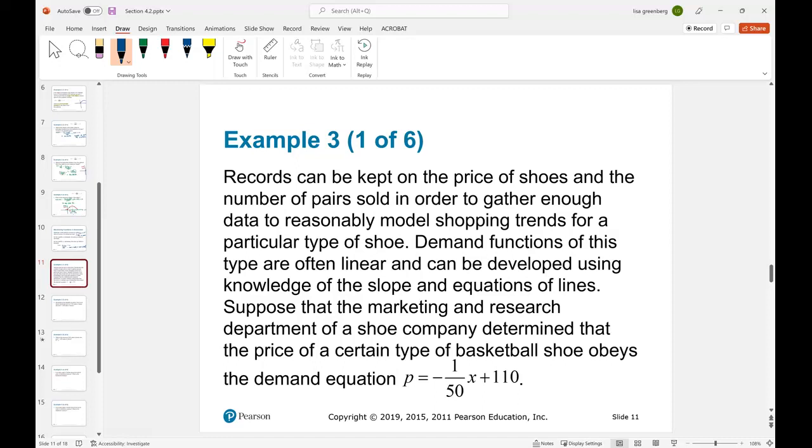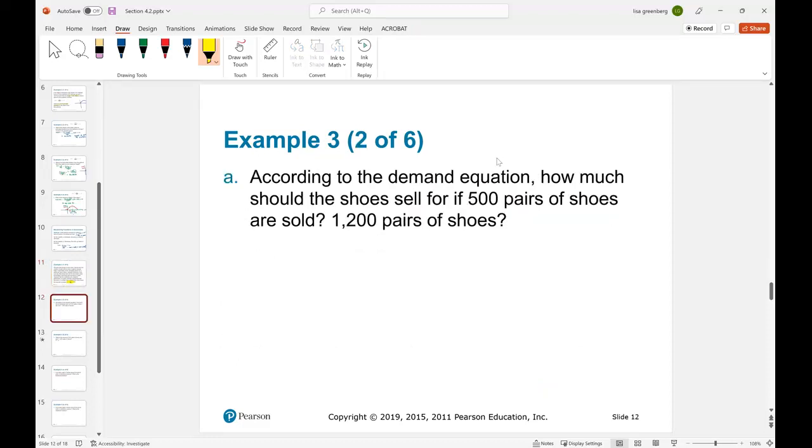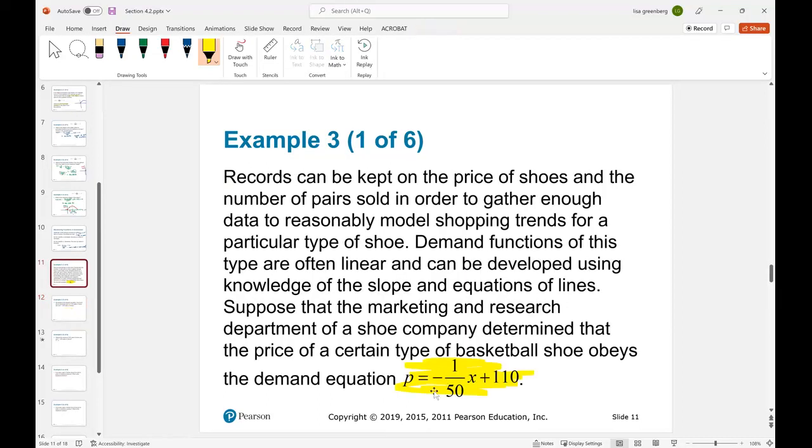Obeys the demand equation, and this is what I need. This is the demand equation, okay? So let's just copy that. We need it and see, yep, we do. Oh, I got the wrong thing. Cut. Cut that out.